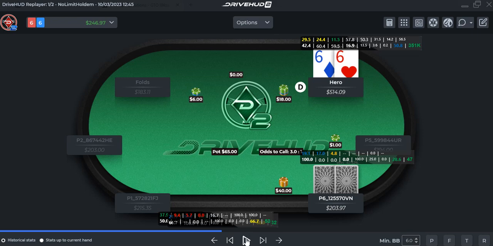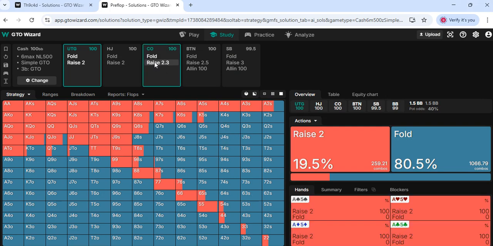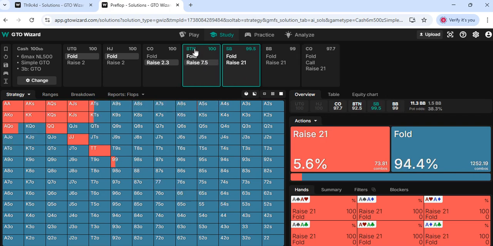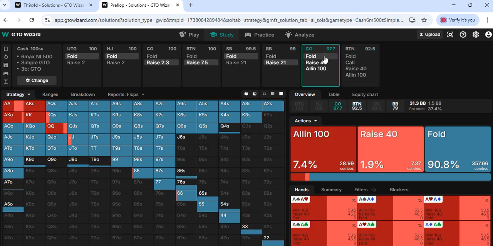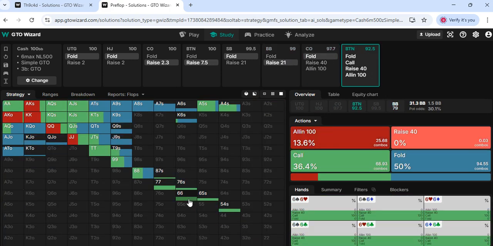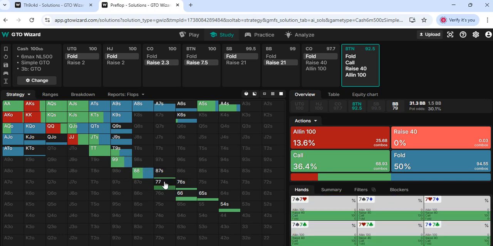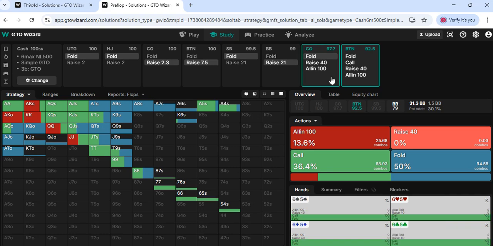We have our pocket sixes. Let's see what theory does first, and then we're going to take a look at MDA. So cutoff RFIs. We have our pocket sixes, which is a little loose but still good. And our opponent makes it 20. Now theory would go 21. Cutoff folds, and we have pocket sixes. Interestingly enough, eights and nines fold sometimes, but sevens and sixes call because of blockers.